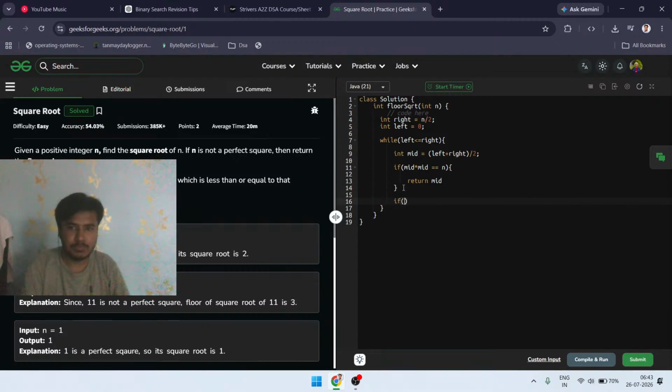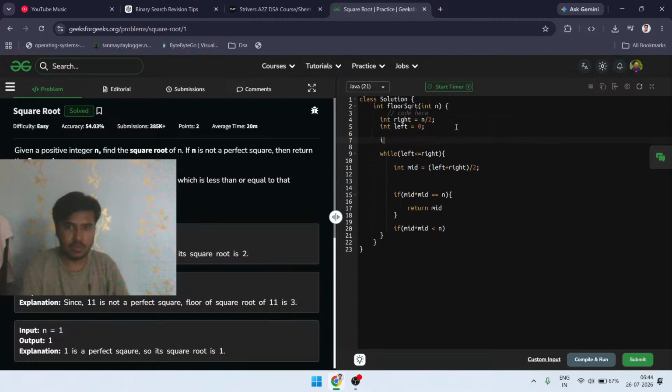If mid into mid is less than n. Basically, in the case of 1, n by 2 is 0.5, it will be 0. No, it's not working. I have to take one more condition.